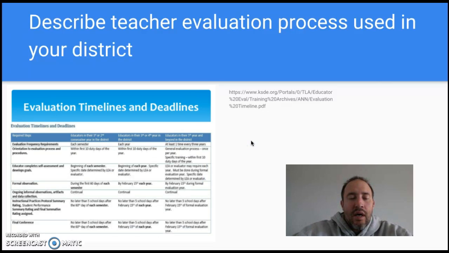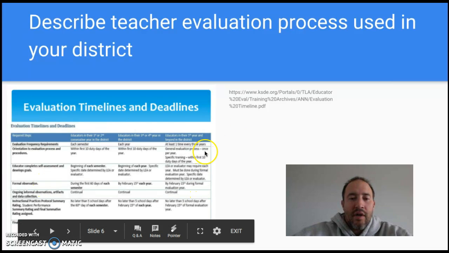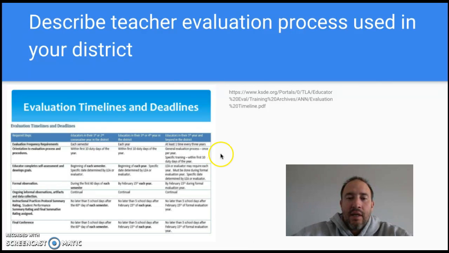As for the timeline, in your first and second year, you're evaluated each semester, then third and fourth each year, and then once you're in your fifth year, once every 3 years. This obviously gives very specific dates and timelines as far as when things have to be completed by. And it's an online tool, so it gives you updates and reminders as to what needs to get done and when it needs to get done.